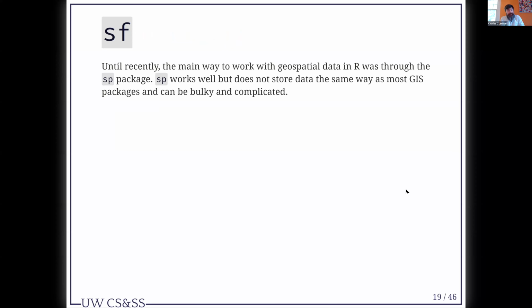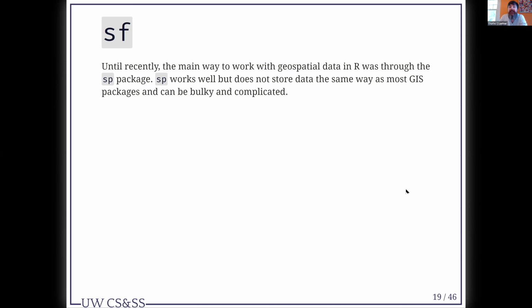So, SF. Up until recently, which I guess was about a year and a half ago, the main way you would work with geospatial data in R was through a package called SP. SP is a great package with a lot of support out there, and it's the package used predominantly in Bivand, Pebesma and Gomez-Rubio's book. It's an excellent package for geospatial data analysis. It was written by geographers, okay? They know what they're doing with geospatial data.